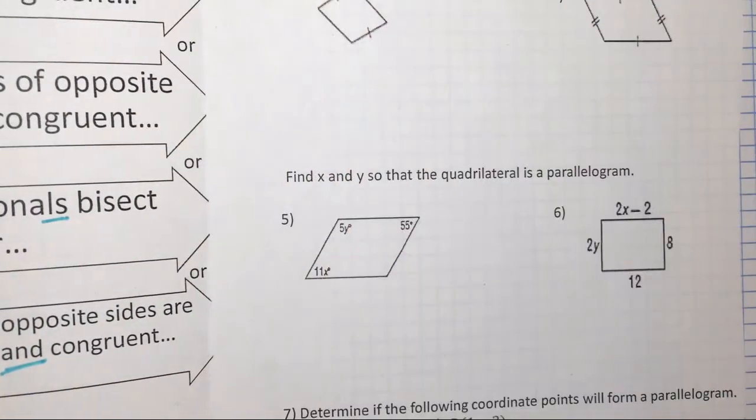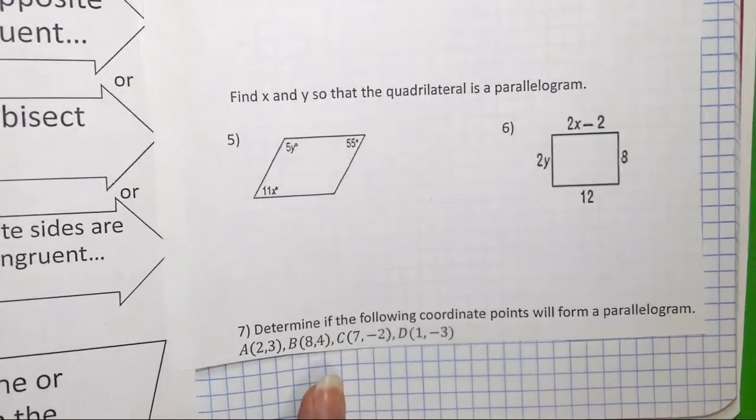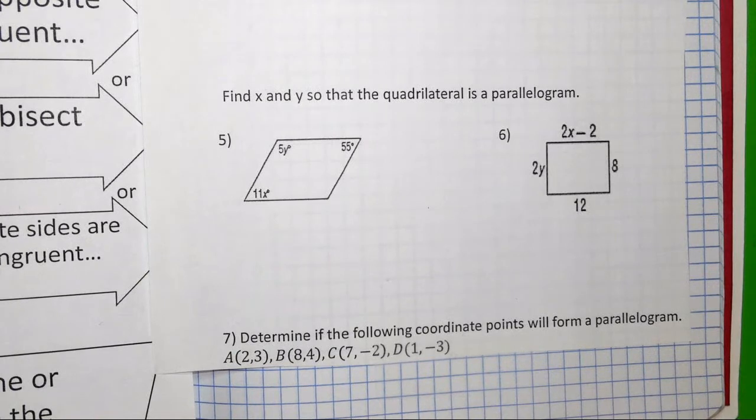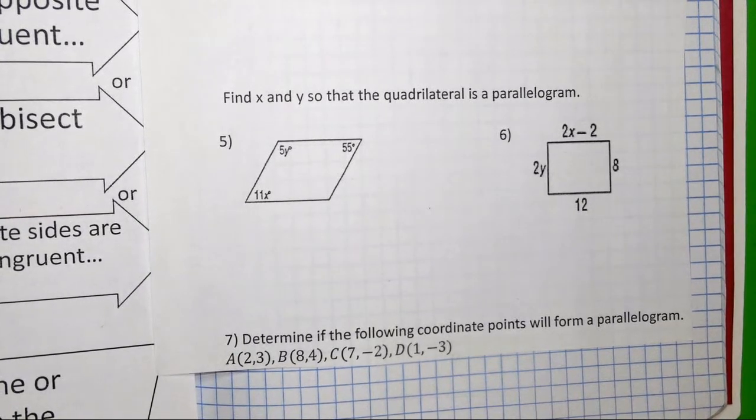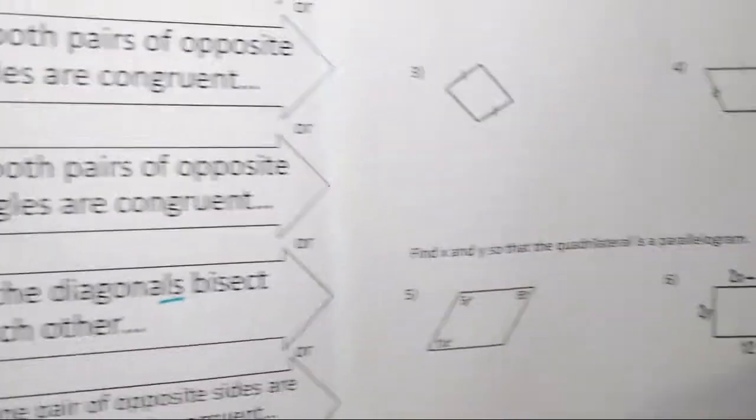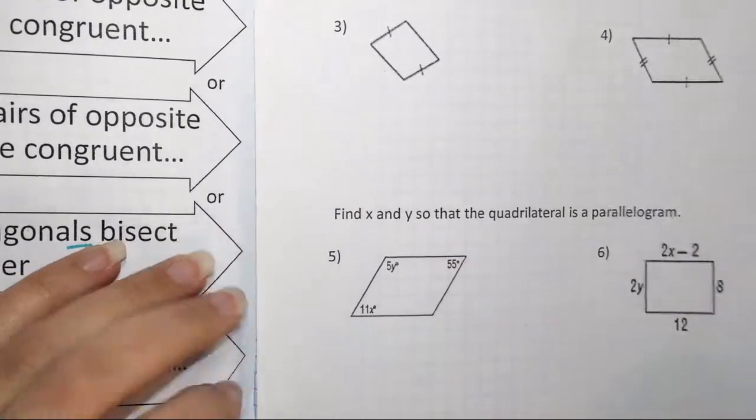We can practice these on our, this is going to be your homework for this weekend, 1 through 6, but let's look at number 7. It says, determine if the following coordinate points will form a parallelogram. What would you have to do to know that they are a parallelogram? Graph it, all right? So let's go to 38C and graph it.